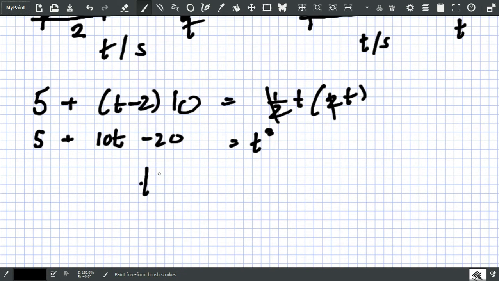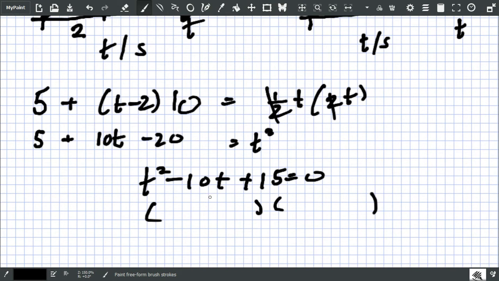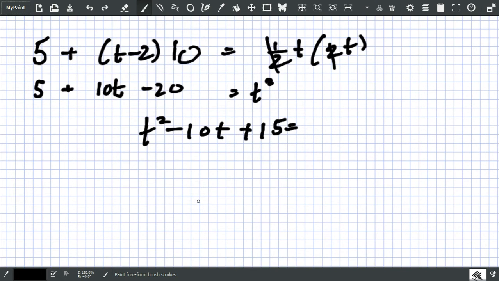So that will be t squared minus 10t minus 5 minus 20 is minus 15 when we take it to the right, plus 15. Do we have factors here? It doesn't look like it. 15 and 1, no good. 5 and 3, no good. So we'll need the quadratic formula.